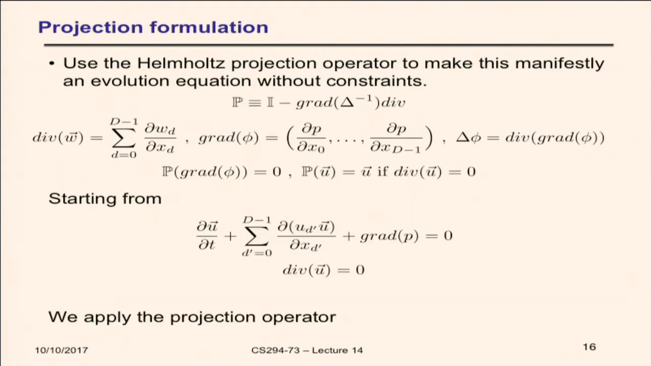Here's a slightly different formulation, which is the projection formulation. We use a projection operator to make this manifestly an evolution equation without constraints. The projection operator is defined as the identity minus the gradient, Laplacian inverse, divergence. This all makes perfectly good sense when applied to a velocity field. We take its divergence, we take the Laplacian inverse on the domain, and then we apply the gradient. So I've defined what divergence and gradient are. This is all at the level of PDEs, telling us the mathematics of the problem we're solving.